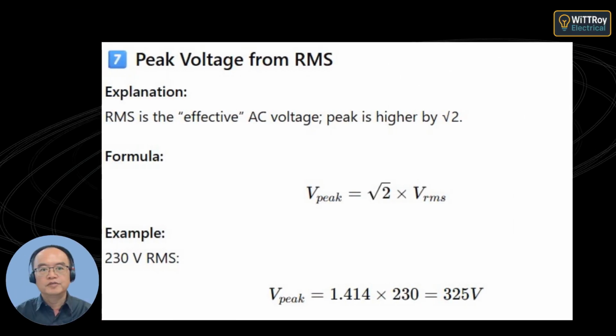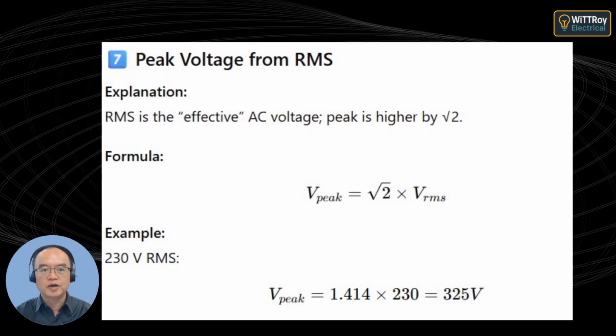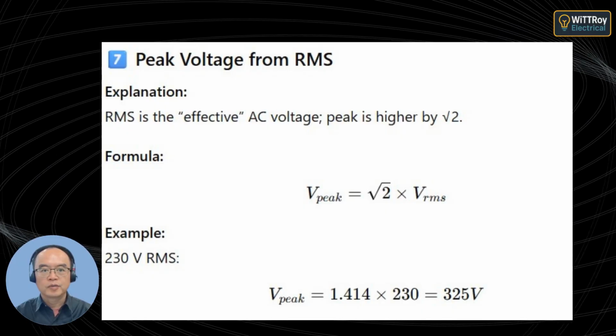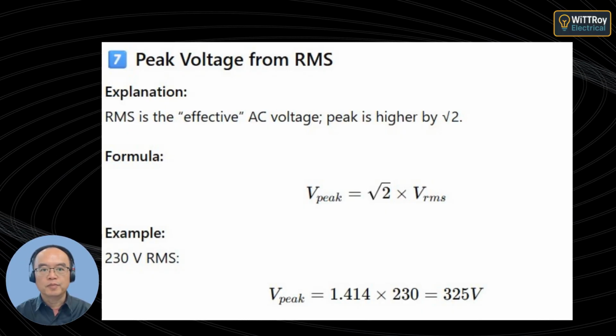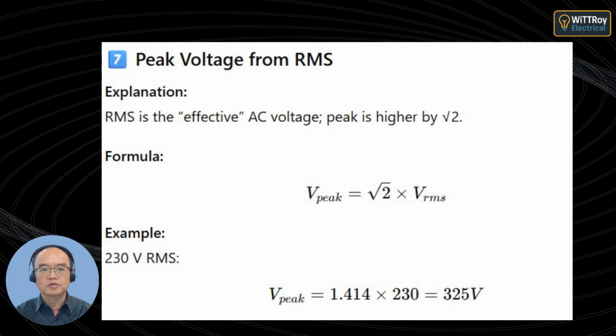Our AC supply is measured in RMS, but its peak is higher by square root of 2, so V peak equals 1.414 times V RMS. For a 230 volt supply, the peak is 325 volts. That's the highest voltage reached in each half cycle.